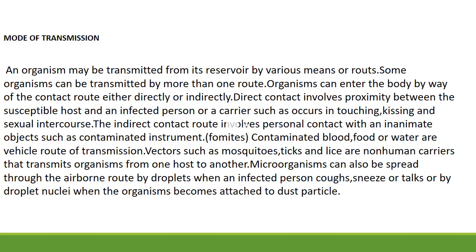Direct contact involves proximity between the susceptible host and an infected person or a carrier, such as occurs in touching, kissing and sexual intercourse. The indirect contact route involves personal contact with an inanimate object such as contaminated instruments. It is known as fomites. Contaminated blood, food or water are vehicle routes of transmission. Vectors such as mosquitoes, ticks and lice are non-human carriers that transmit organisms from one host to another.